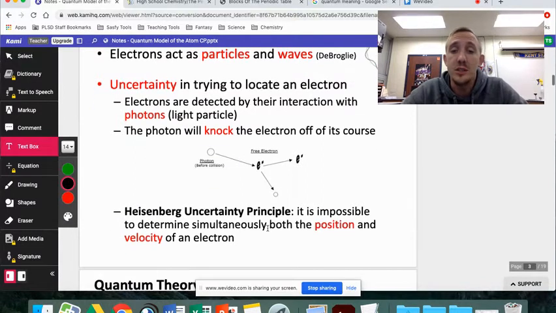So Heisenberg's uncertainty principle says it's impossible to determine simultaneously both the position and velocity of an electron. So this is going to be an important term for you guys to write down. The reason being, well, think about it. Can we see electrons? No. And they're moving way too fast. So Heisenberg said it's impossible to determine exactly where an electron's going to be at any given time. Okay? Doesn't mean they're not there, just means we can't predict.